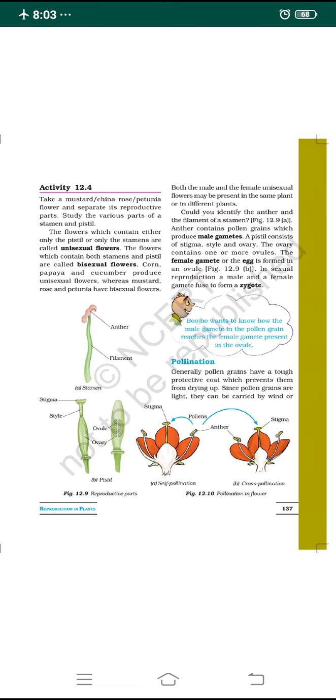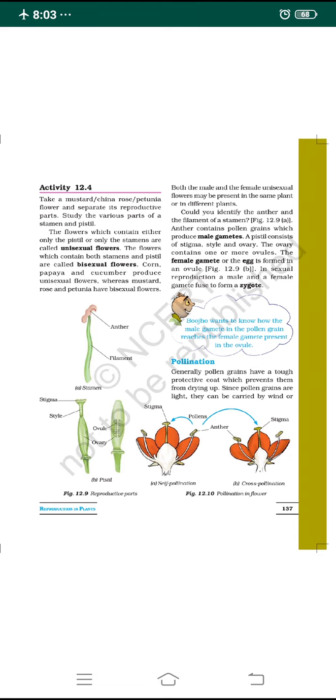Whereas a pistil consists of a stigma, style and ovary. Inside the ovary there are one or more ovules, and the ovule, or the egg itself, is the female gamete. The fusion of the egg and the male gamete from the pollen grain together forms a zygote. So far, we have completed this in the previous class. Let me explain in today's class regarding pollination in plants.